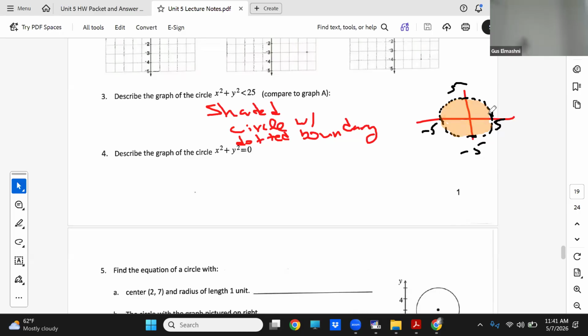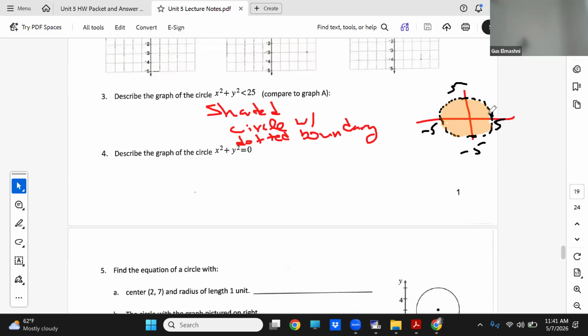What's happening? The radius is 5, right? Center 0, 0, but it's not an equation, it's an inequality. So it's less than, right? So it means all values of x and y that, when you square them and add them, are less than 5 squared. So why is it dashed? You guys remember doing inequalities in middle school? And you had dashes, right? If it's just less than, it's dashed, but if it's less than or equal to, it's solid. So that's why I did the dotted line.